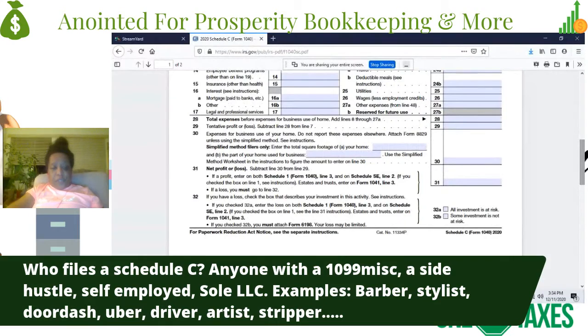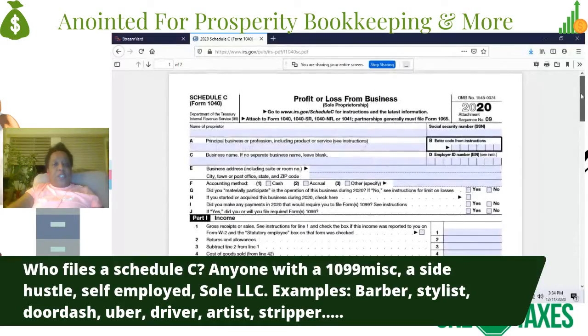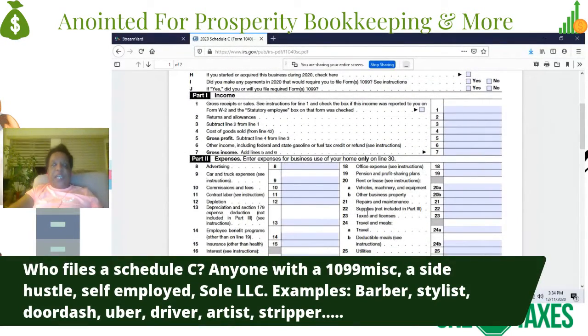In the software, it's going to look a little different, but there will be an option that says if they want to claim the use of their home. There is a worksheet if you're doing it manually; in the software it will ask you the questions. If you're going to simplify, the most you can claim is 300 square feet. You want to be careful when filing the Schedule C that you get all of the information in as correctly and accurately as possible.